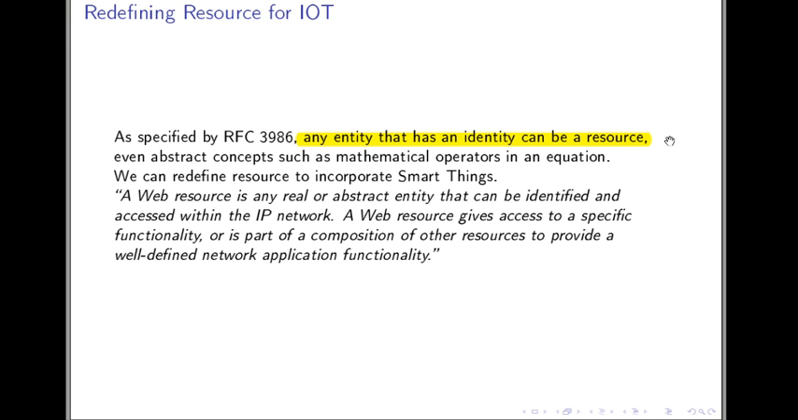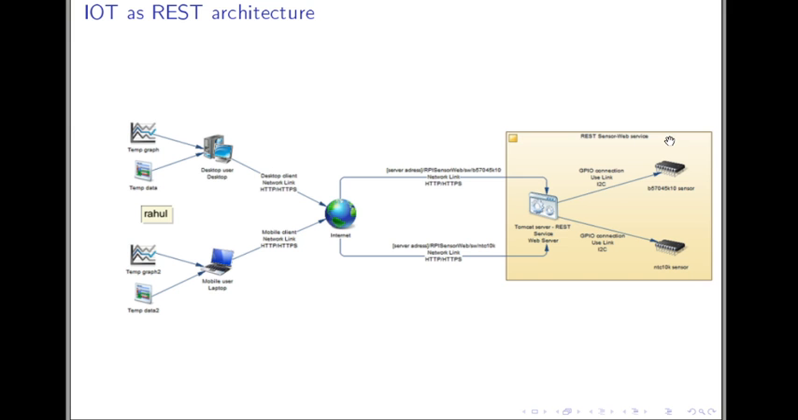So a web resource gives access to a specific functionality, and our smart thing provides some functionality by using sensing and actuating capability, or is part of a composition of other resources to provide a well-defined network application functionality. So after defining smart things as resources, we can build an IoT system just like the REST architecture.